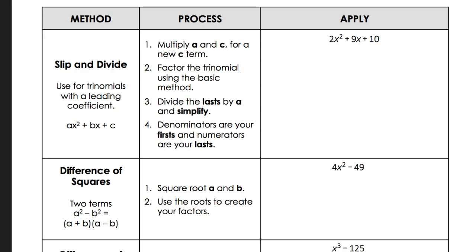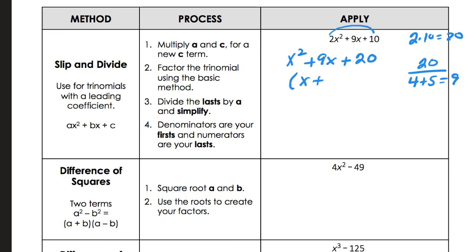This next method is called the slip and divide method. What you need to do first is multiply 2 times 10. And what you do in this next statement is you write x squared plus 9x plus 20. Because 2 times 10 gives you 20. Then what you do is you find the factors of 20 that add up to be 9. So you have factors of 20. I know that we have 4 times 5, and 4 plus 5 gives you 9. So I'm going to write it as x plus 4 times x plus 5.